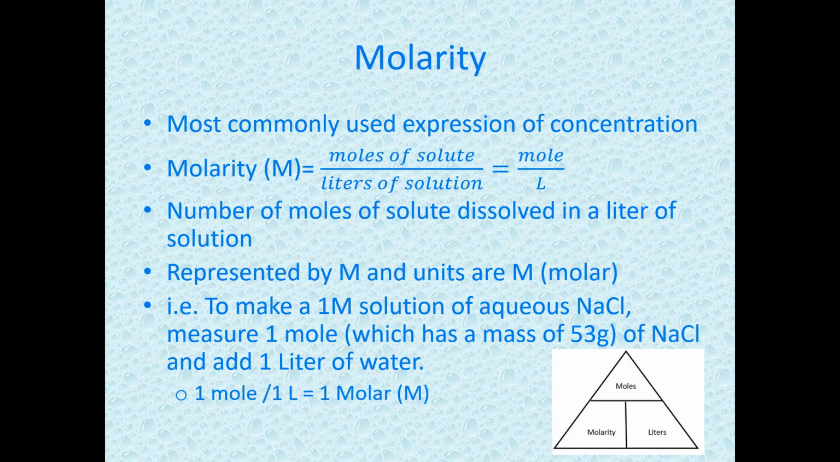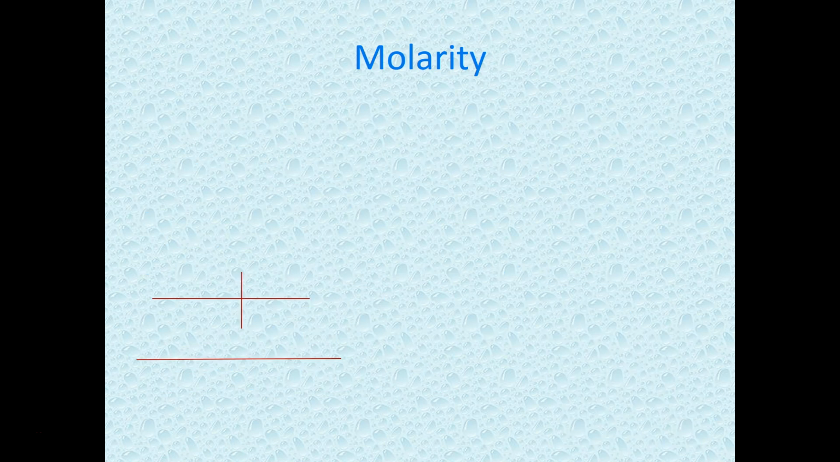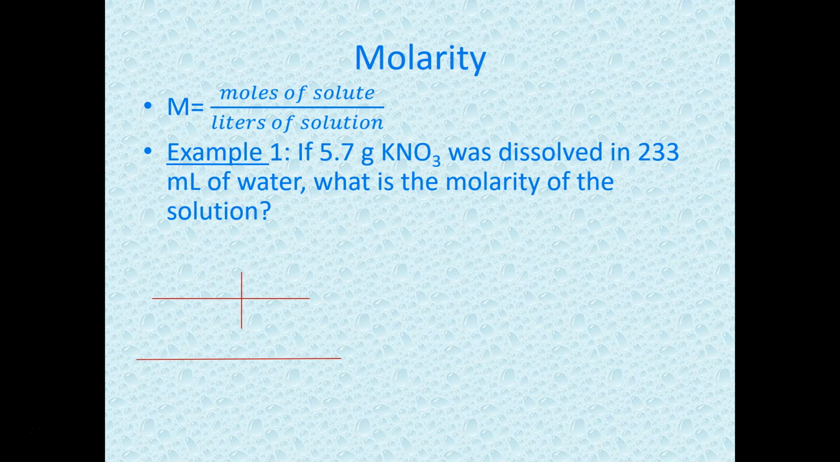Now, something to keep in mind, you might not always be given your information in moles. You might be given grams and you'll have to convert to moles. And you might be given your volume in milliliters instead of liters, and you'll have to convert to liters. But both of those are skills you already have. So once again, our formula is molarity equals moles of solute divided by liters of solution. So let's do an example together. If 5.7 grams of potassium nitrate was dissolved in 233 milliliters of water, what is the molarity of the solution?